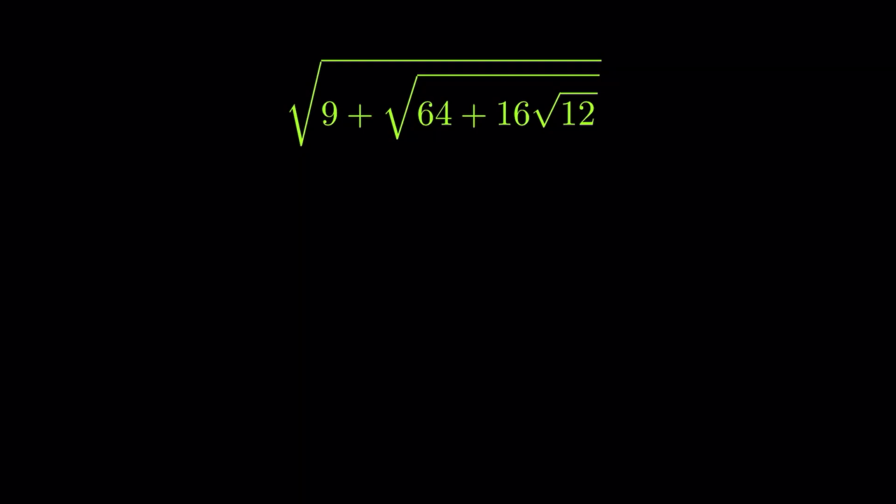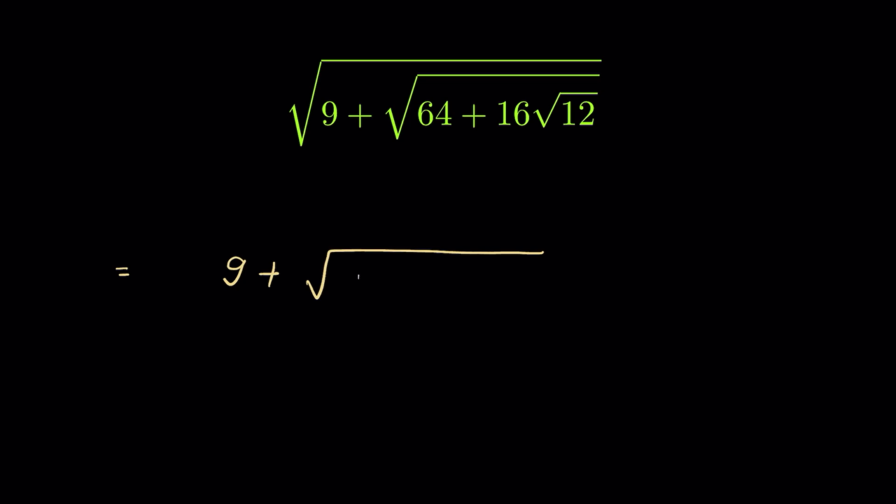9 plus square root 64 plus 16 times 12 under square root, then all under square root. We have to simplify it. Let's try. So 9 plus square root 64 plus 16 times 12 under square root.